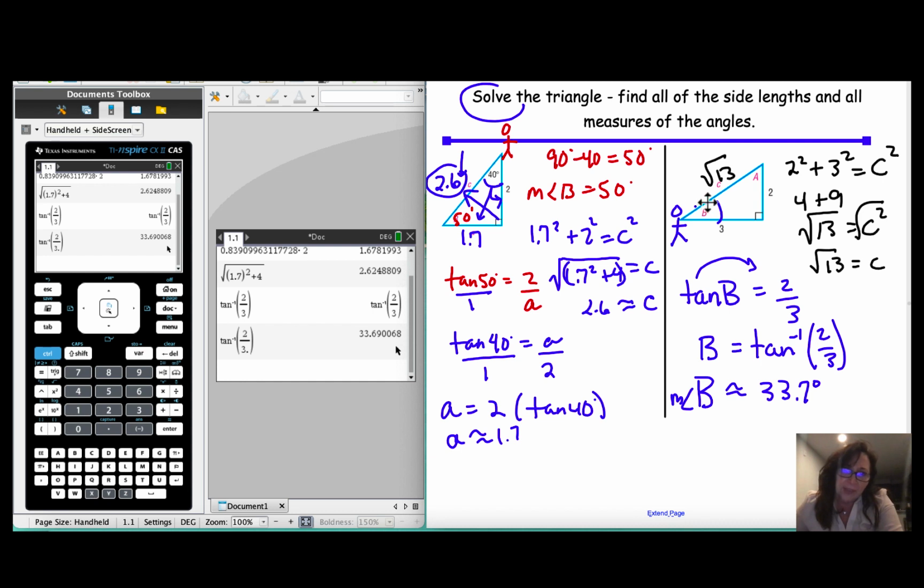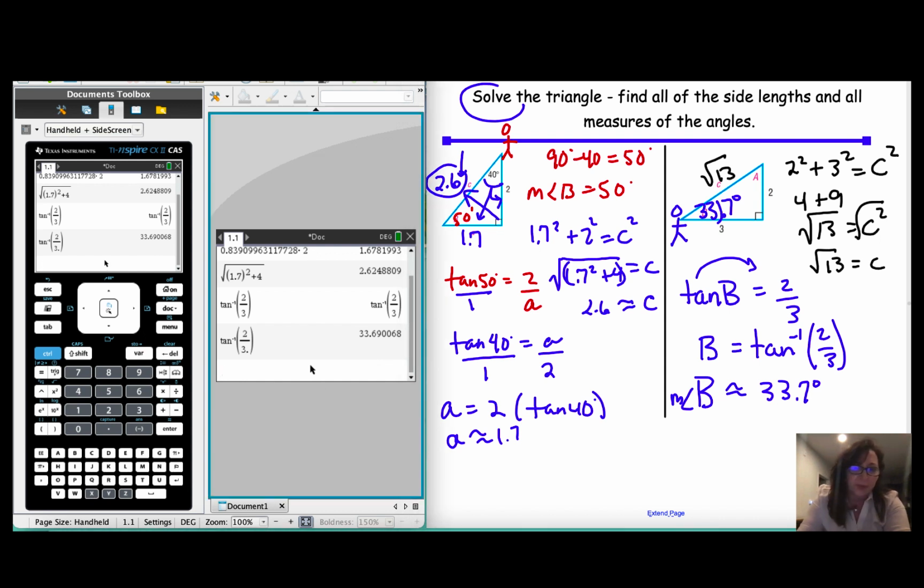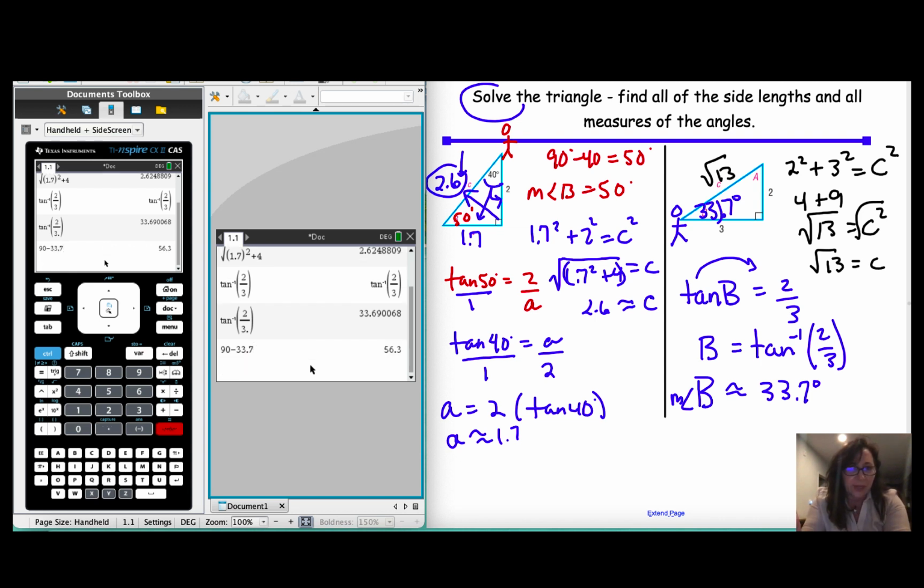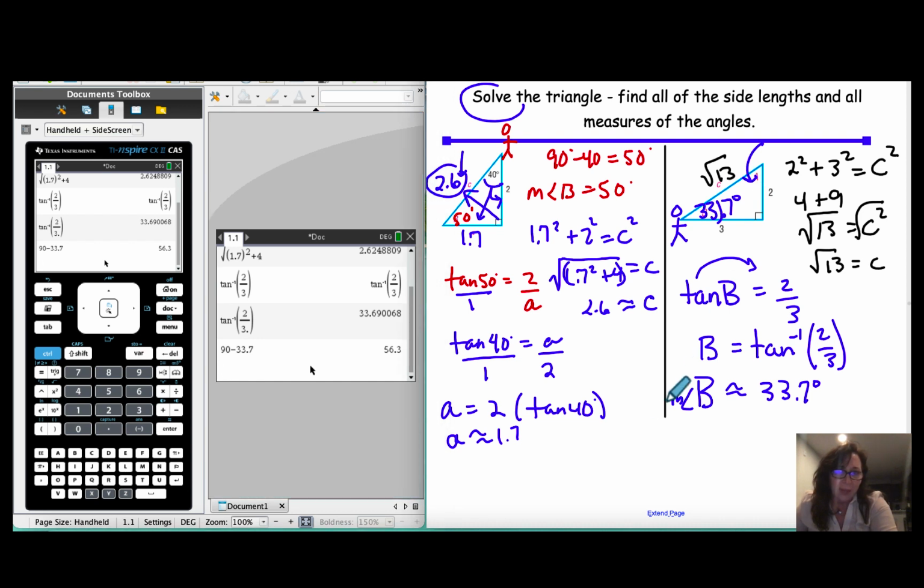And so if this angle is 33.7 degrees, what we can now do is go back to my calculator and say, well, what's 90 minus 33.7 degrees? And that's 56.3. And so that is my angle A. So the measure of angle A is approximately 56.3 degrees. And I say approximately because we rounded. So it's not exact, it's rounding.